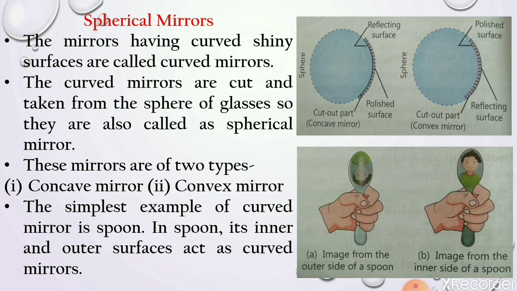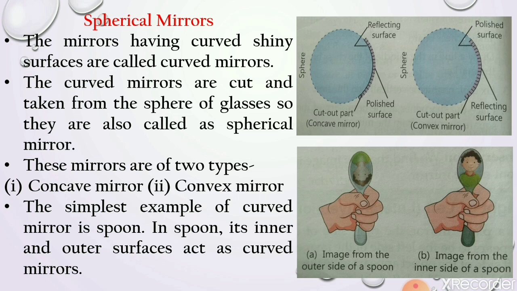So students, all mirrors cannot have plane reflecting surfaces. As we have studied in the first part, a plane mirror has a plane reflecting surface. Some of the mirrors are curved mirrors, means they have curved shiny surfaces. So the mirrors having curved shiny surfaces are called curved mirrors, and the common example of the curved mirror is a spherical mirror.